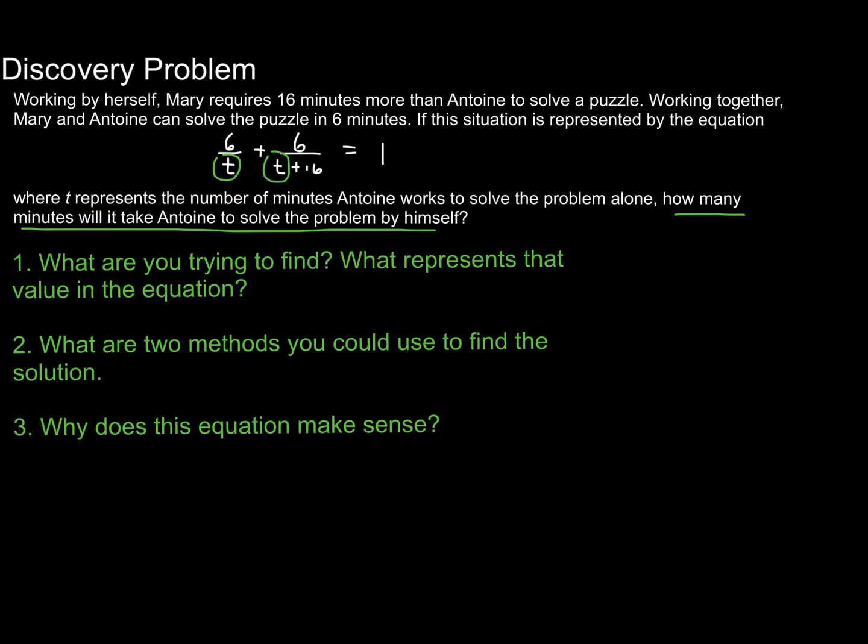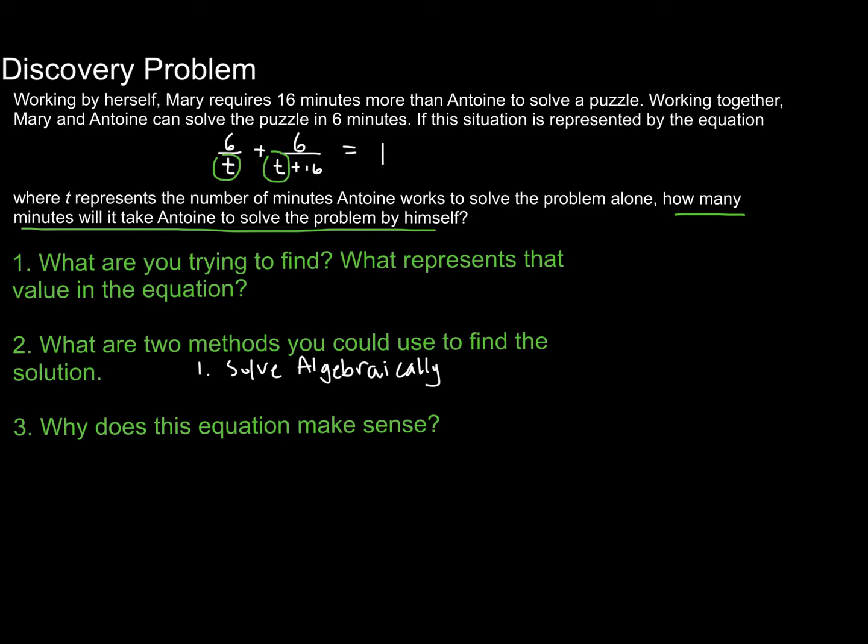Okay, so starting off, we're trying to find how many minutes it would take Antoine to solve the problem by himself. So clearly, what we're looking for is to solve for t in our equation. That's what represents that particular value. Now, what are the two methods we could use? Well, one method is we could simply solve algebraically. We've done this already. In fact, this was one of the equations from our quiz.